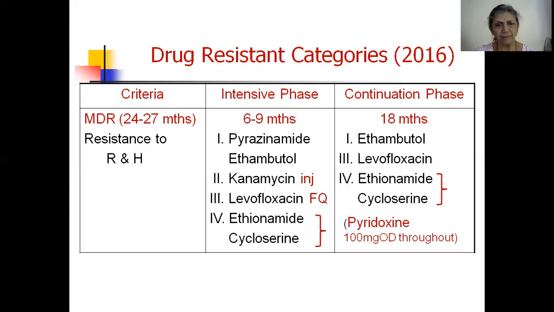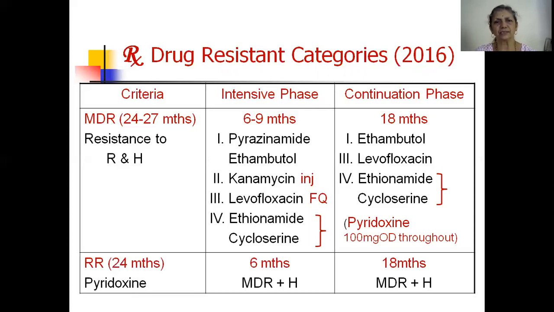Coming to rifampicin resistant tuberculosis, where there is resistance only to rifampicin, all other 3 first-line oral drugs are working. Even then you see, even if just rifampicin is not working, the duration of the treatment is 24 months. That's the difference rifampicin can make. So the treatment for rifampicin resistant tuberculosis is the same as that for MDR tuberculosis.